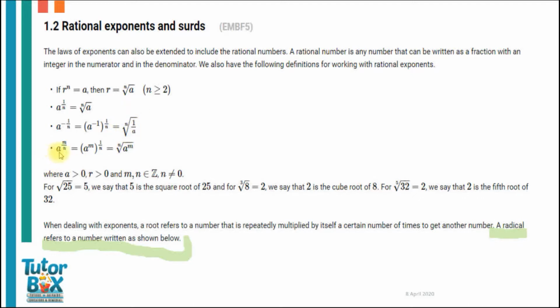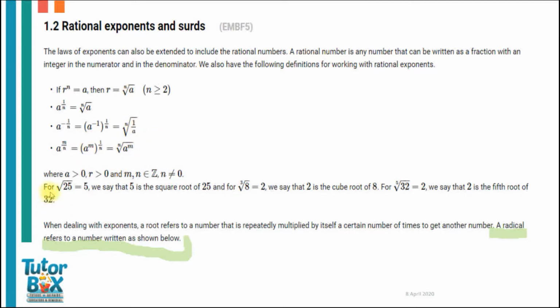And then the last one, we have a raised to the power of m over n will be equal to, in brackets, a raised to the power of m, close your bracket, all that raised to the power of 1 over n. This will be equal to the nth root of a to the m. Okay, and then where a is greater than 0, m and n are elements of integers, and n is not equal to 0. Okay, so guys, let me just first do the theory part, and then hopefully these definitions will make sense after I've explained, right?